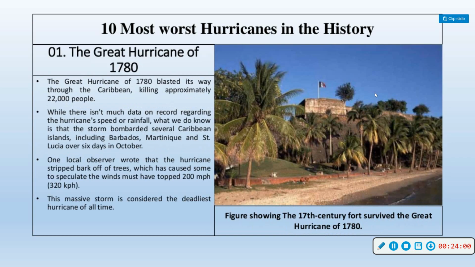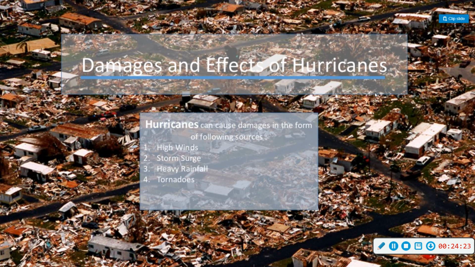The Great Hurricane of 1780. So it ripped through the Caribbean, killing 22,000 people, and this was really before hurricane data was super kept. But this is what we think happened. You can read it. This video is getting long enough.